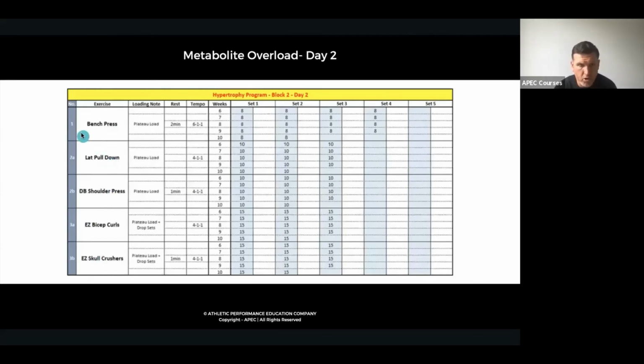Day 2 of this program, bench press by itself. Performed by itself, guys. Then we've supersetted lat pulldown, dumbbell shoulder press, and finally we've supersetted EZ bicep curls and EZ bar skull crushers as well. So you can see the increase here in volume, okay, the last couple of sets, and the increase here as well in the number of sets.